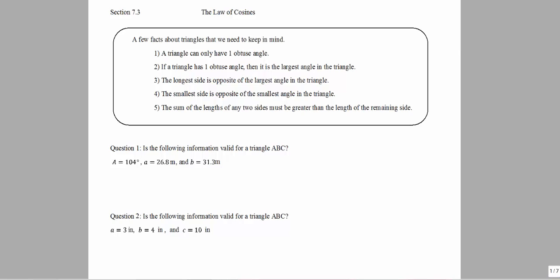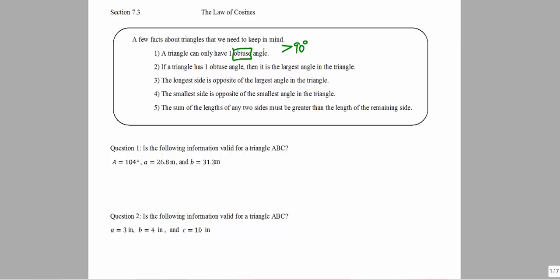Here in section 7.3 we will be working with the law of cosines. Before we do that, there are 5 things we need to keep in mind about triangles. Some of these are intuitive and some of them may not be, but the first one we want to look at is that a triangle can have only one obtuse angle. And we want to keep in mind that obtuse means larger than 90 degrees.